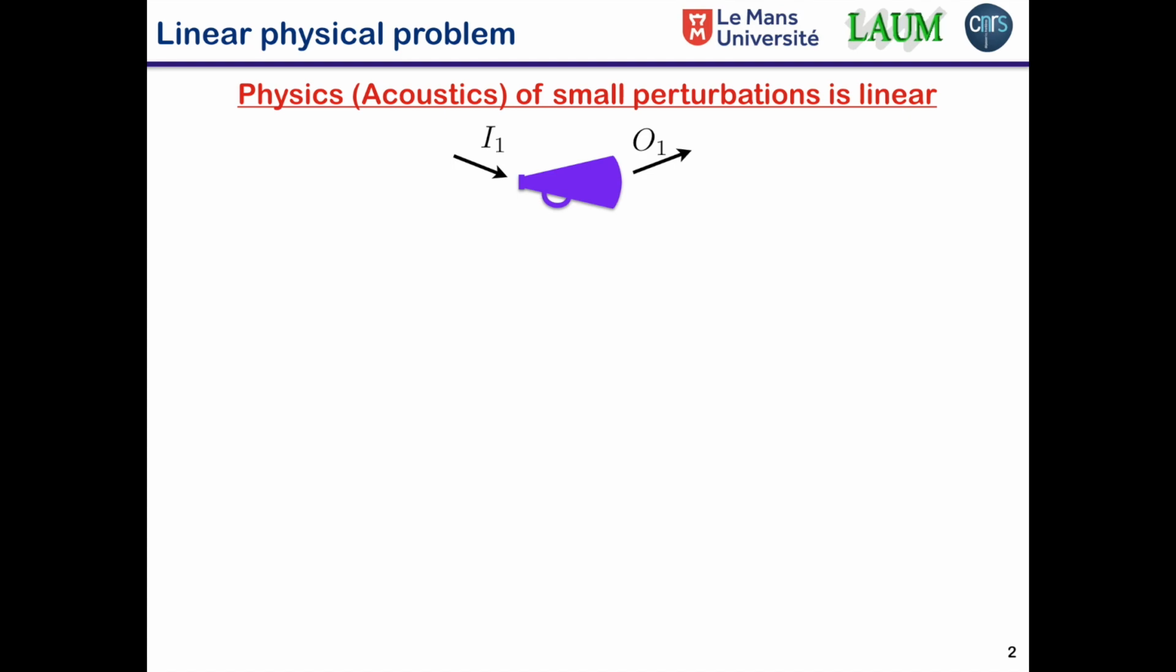So you have a system here, and in this system you have some input and output. This system can be complicated or not. If for an input I1 we have an output O1, and in parallel, if for an input I2 we have an output O2, then if we have the input I1 plus I2, we have the output O1 plus O2. This is called the additivity property.